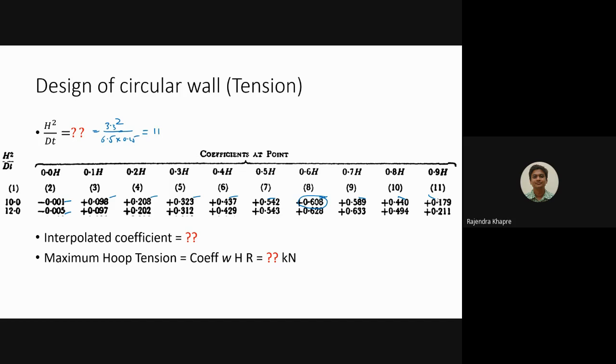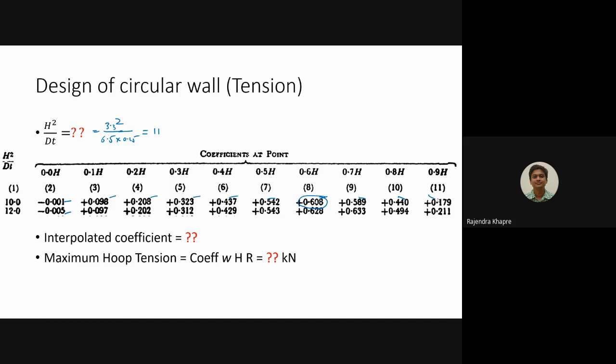So maximum value is 0.608 at a distance of 0.6 h, which is measured from top to bottom. These are the values which are there from top to bottom. So from the top, at 0.6 h, you will get the maximum tension, okay.